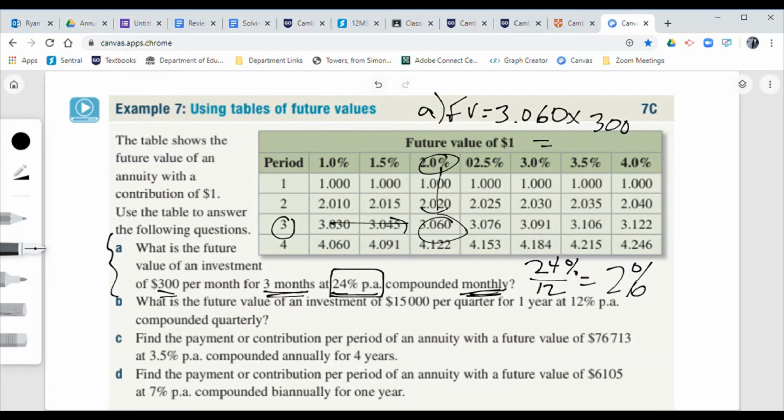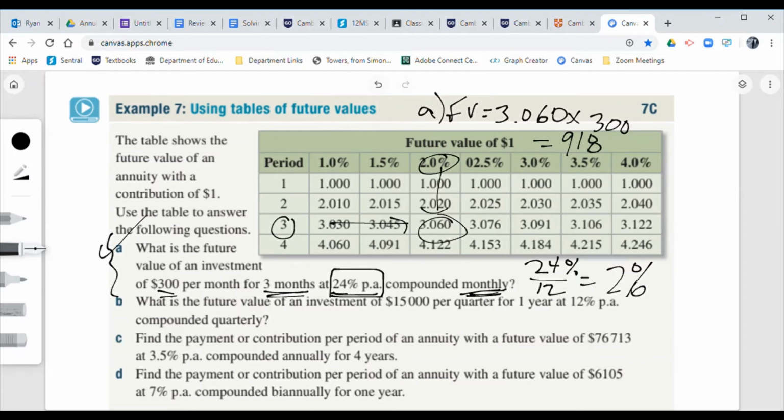And on a calculator, sorry, I'm just getting my calculator going. Working in a dark room right now, so it's a little hard to see. 300 times 3.060 equals a total amount of money that it will be anticipated to be worth, $918. So A, done, no problem.